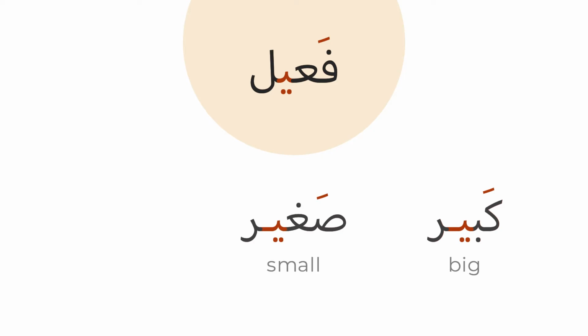ما هي الصفة? What are adjectives? Adjectives are used to describe nouns, and in Arabic often they follow the pattern فعيل. For example, كبير, صغير, جميل.